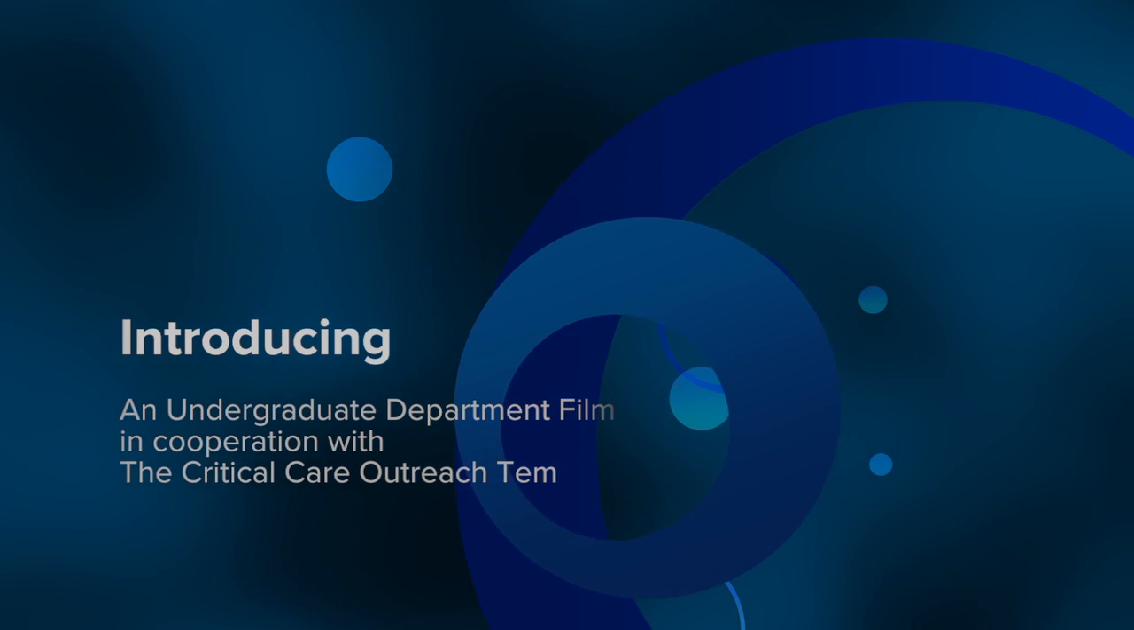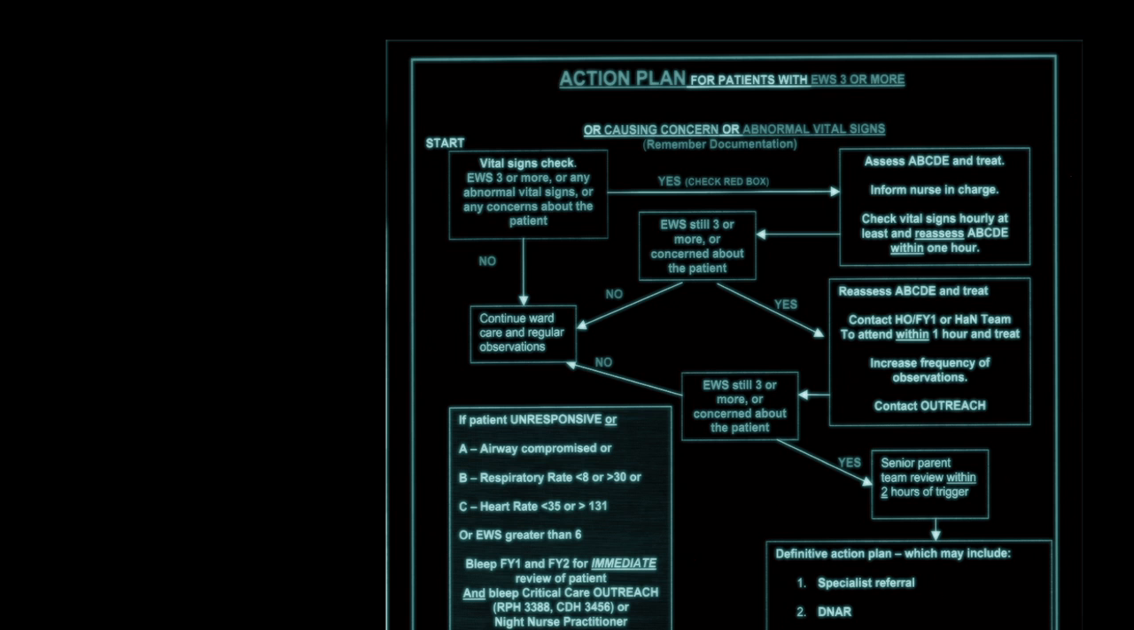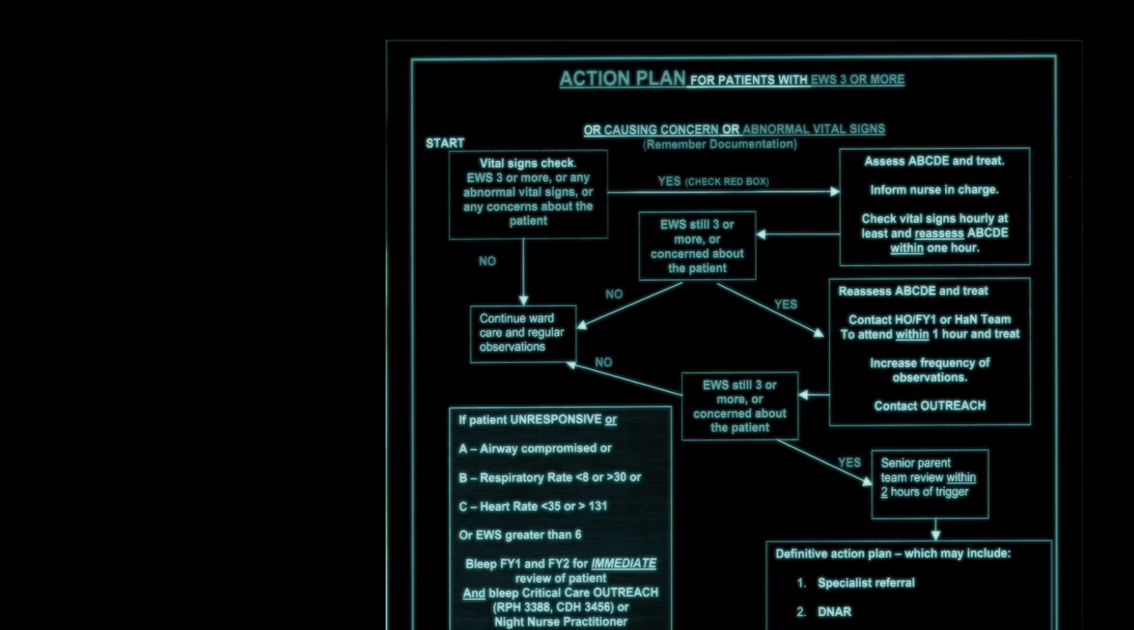This is a short video on how to correctly undertake an ABCDE assessment on a deteriorating patient, and then using SBAR, formulate a handover. Remember, if your patient's condition is deteriorating, undertake a full set of observations and inform the nurse in charge of your concerns immediately in accordance with the Early Warning Score Action Plan.